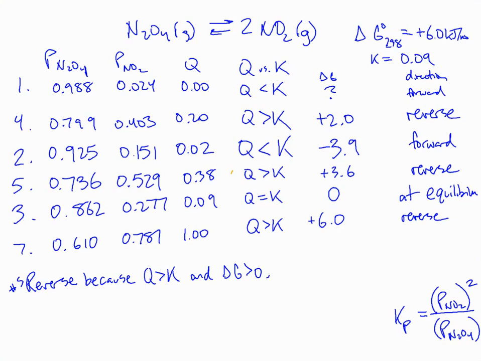The question says, in which trial is the system at equilibrium? You already labeled it, right? Trial 3. Trial 3 is at equilibrium. Now for the real question, how did we know, in terms of Q and in terms of delta G? For Q, it was equal to K. We know that's equilibrium. And delta G equals 0 for that trial.